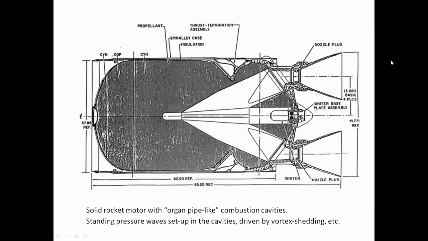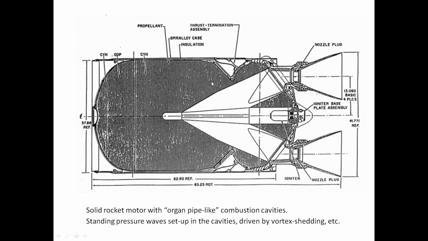Okay, here's a solid rocket motor, and I'm not going to identify the model number because it gets into some ITAR sensitivities. The dark gray here is a solid propellant. This is a cross section. These white organ pipe cavities here are where the combustion takes place. Due to vortex shedding and other types of gas dynamic effects, we get standing pressure waves, oscillations occurring. That drives acceleration, and the resulting structural vibration propagates forward, potentially to the critical avionics locations.